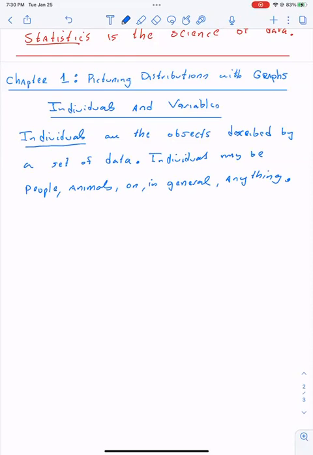So if I ask for an individual, you don't say, oh, 17. That's not an individual. You might say, the thing that I measured is 17 inches. The object is 17 inches long. 17 is not the individual. 17 inches is not the individual. The individual is the object that I'm looking at. The measurements are the data that is being described, but the objects are the individuals themselves.